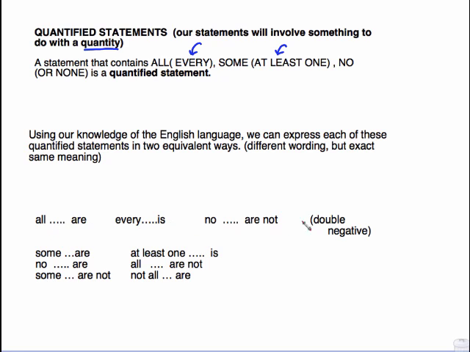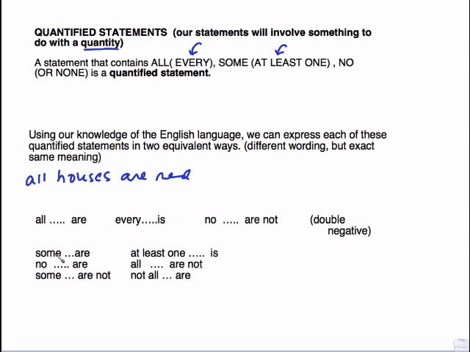So these three are the same. Let's say all houses are red is our original statement. All houses are red. Another way to put that is every house is red. This double negative version says there are no houses that are not red. If all the houses are red, that means every single house you see is red. That means there can be no house that's not red.